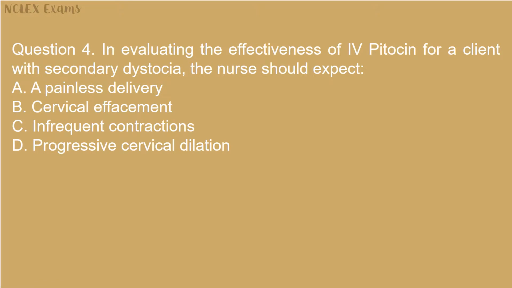Question 4. In evaluating the effectiveness of Pitocin for a client with secondary dystocia, the nurse should expect A. A painless delivery. B. Cervical effacement. C. Infrequent contractions. D. Progressive cervical dilation.